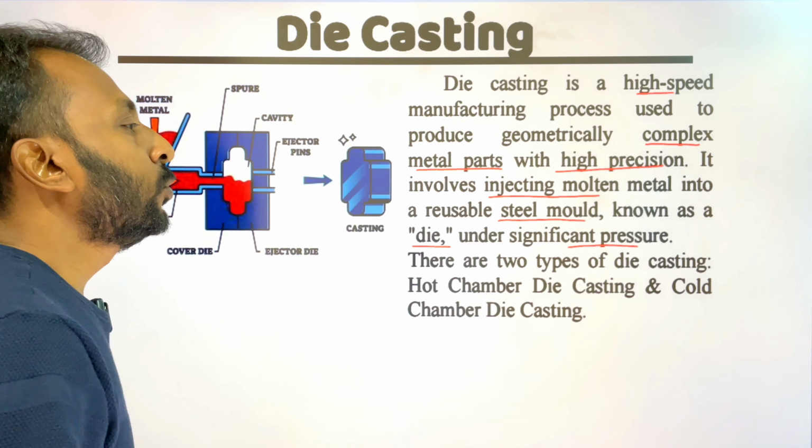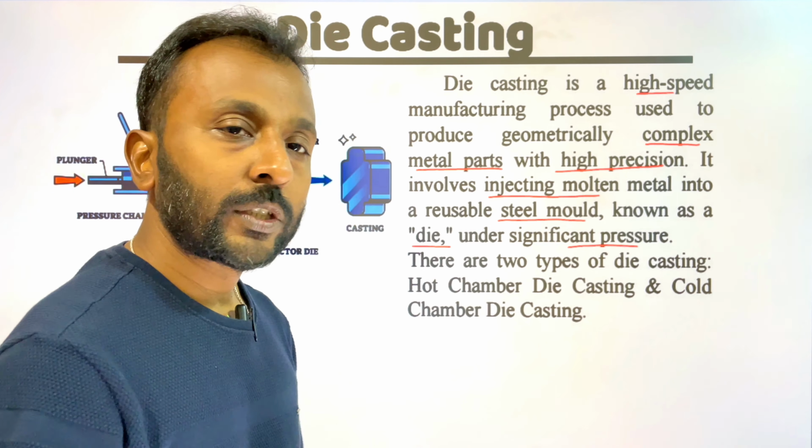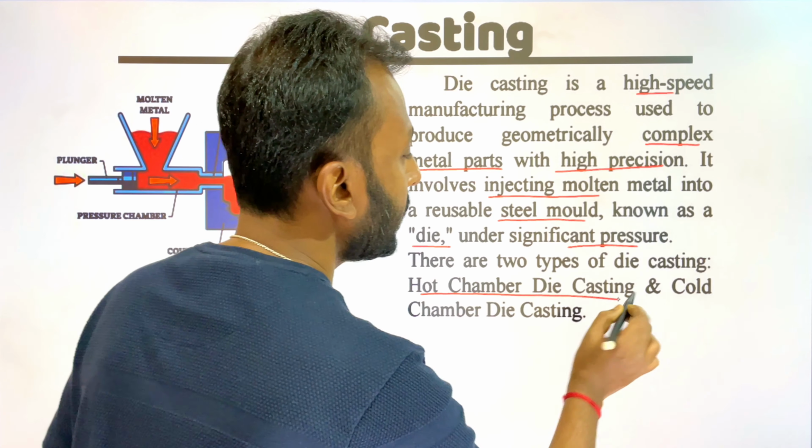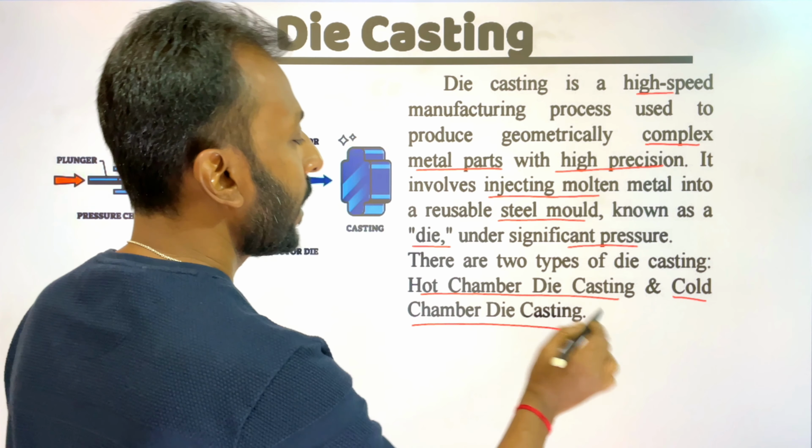So there are two types of die casting process. One is hot chamber die casting and another is cold chamber die casting.